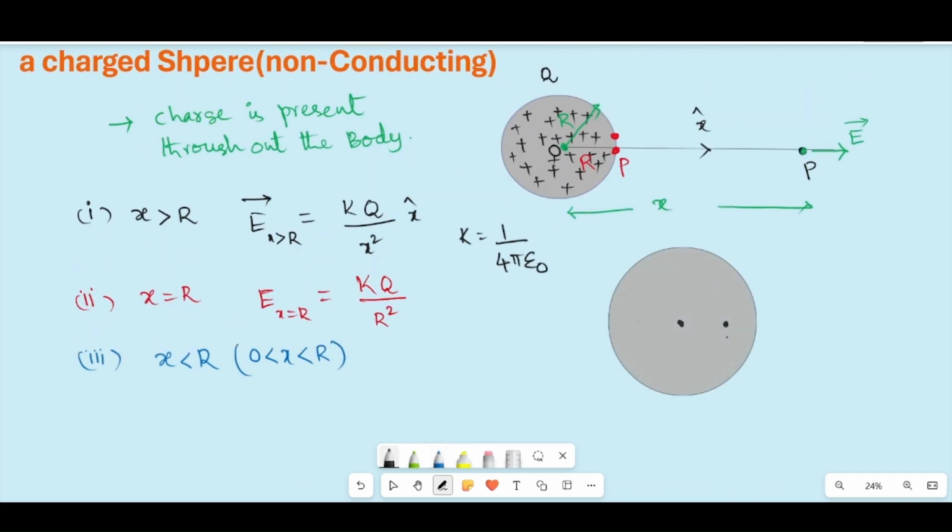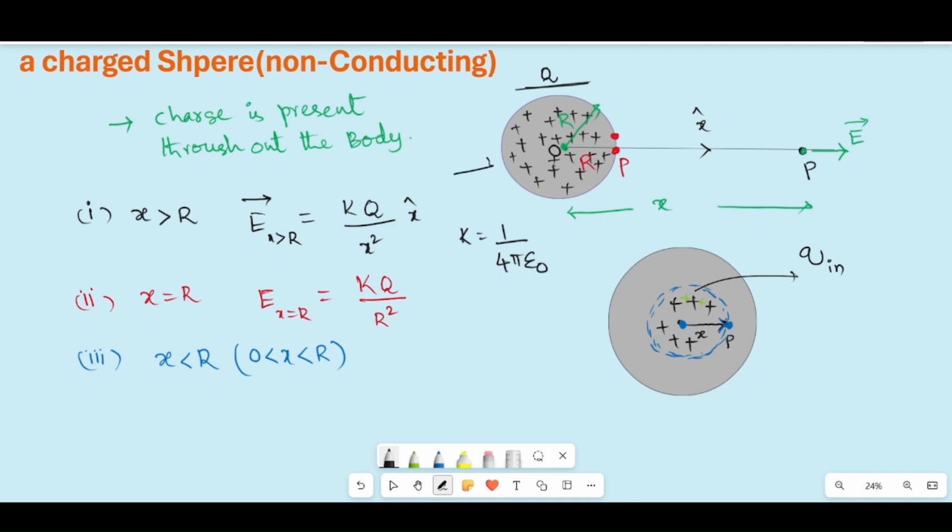Here we reach this point P at a distance x. We need to find the electric field strength at this point. So what we can do at this point, we can construct a sphere of radius x, and that sphere also consists of some charge. Of course, this charge is not equal to the charge q that we took. So say here the charge we take as q inside, the charge inside it.